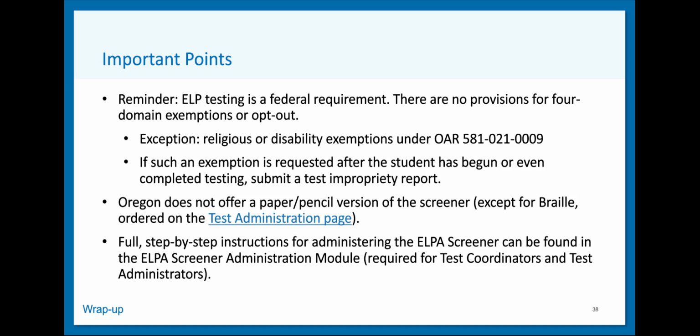As we finish the presentation, a few important reminders. It's important to remember that opt-out provisions are a legislatively defined concept that apply exclusively to the math and English language arts tests. There is no federal provision for exemption from English language proficiency testing, although Oregon does have an administrative rule that permits parent-requested exemptions from state-mandated learning activities for religious or disability reasons. You can find more information on parent-requested exemptions in the test administration manual.